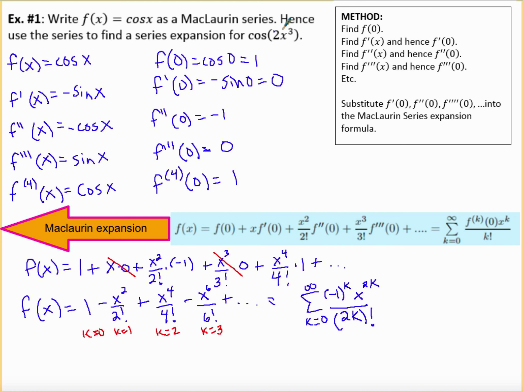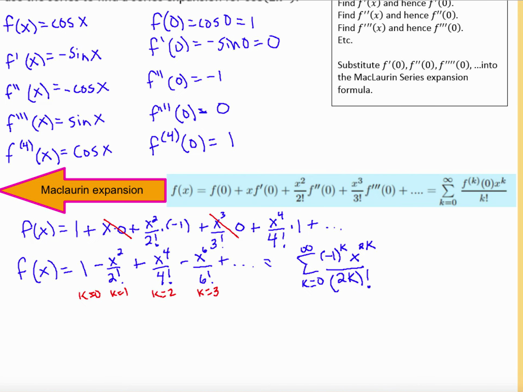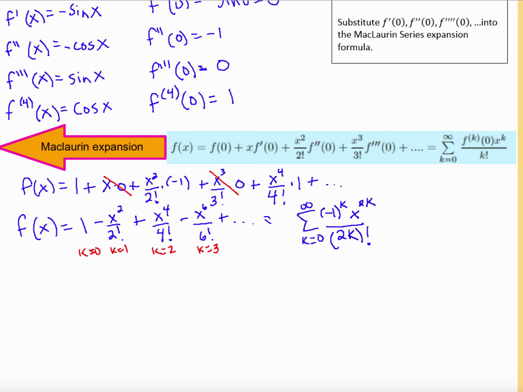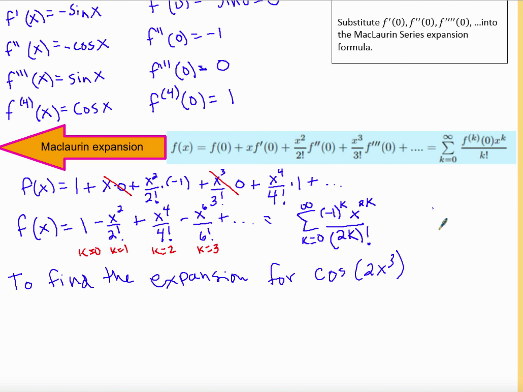But we're not done yet because this question asks us to use the series to find a series expansion for the cosine of 2x cubed. So in order to find the expansion for the cosine of 2x cubed, basically all you're going to do is substitute in a 2x cubed for every x that we just wrote up here. So let's write that down. To find the expansion for the cosine of 2x cubed, sub in 2x cubed for all x.